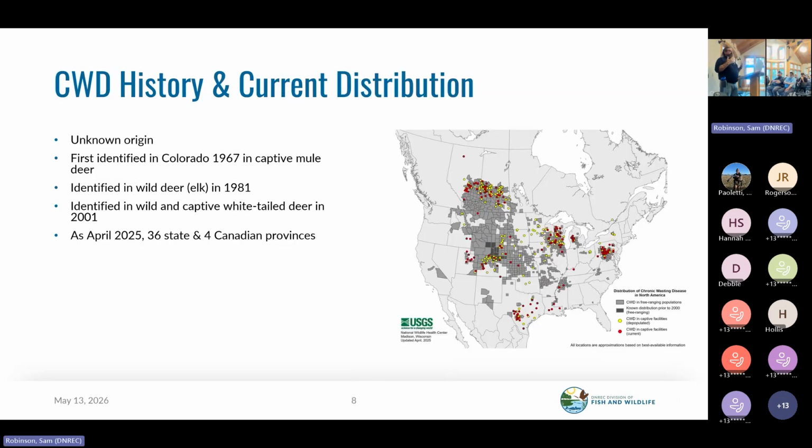Where did it come from? We don't know. It's been around for a little while. It was first found in Colorado in 1967 in a captive mule deer facility. It was then later identified in a wild elk herd in 1981. Then it was identified in a wild and captive whitetail herd in 2001. As of April 2025, there were 36 states and 4 Canadian provinces. We are now number 37.